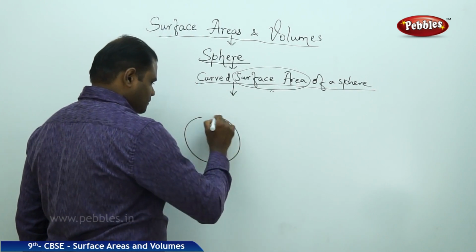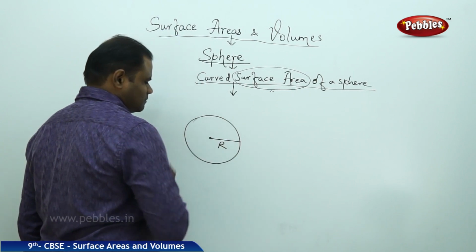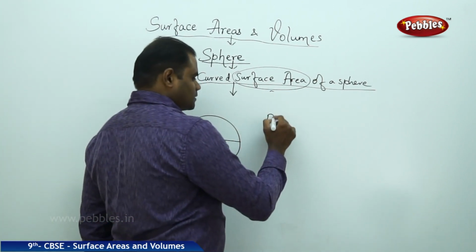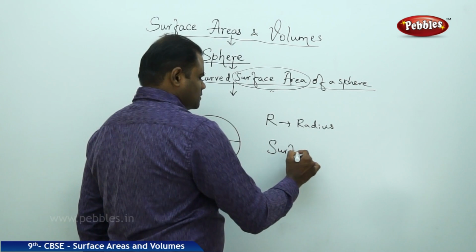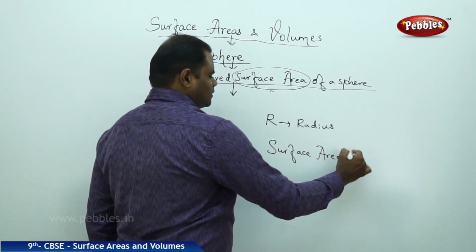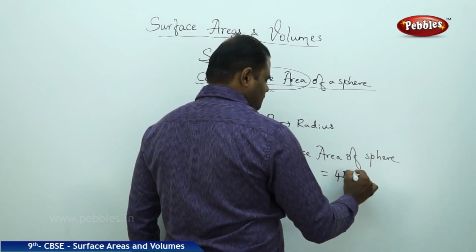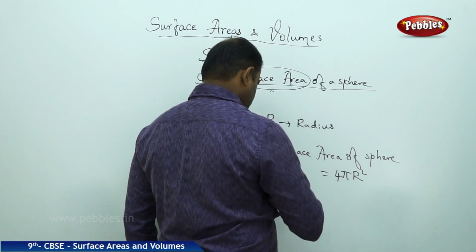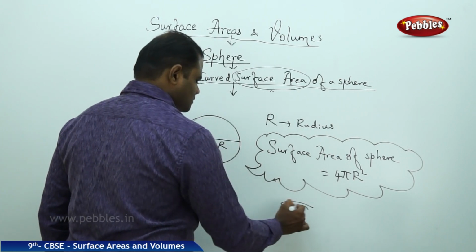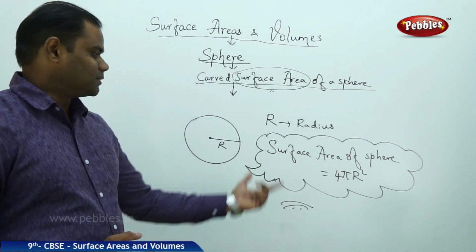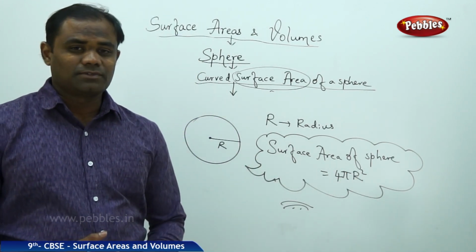So a sphere which has the radius r is given by: the surface area of a sphere is given by 4 pi r squared. That's how we understand that the surface area of a sphere is 4 pi r squared, where r is the radius of the sphere.